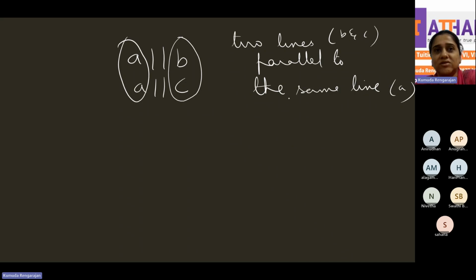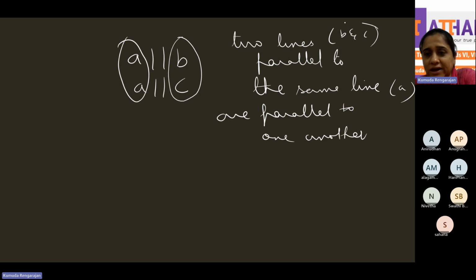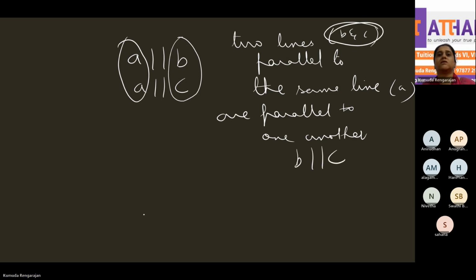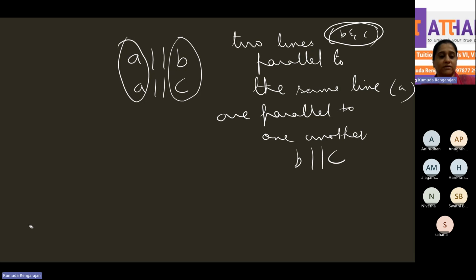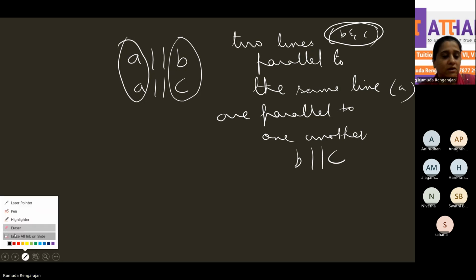Two lines parallel to the same line are parallel to one another. That means these two lines are parallel to one another. B is parallel to C. Okay. Two lines parallel to the same line are parallel to one another. All right, very good.